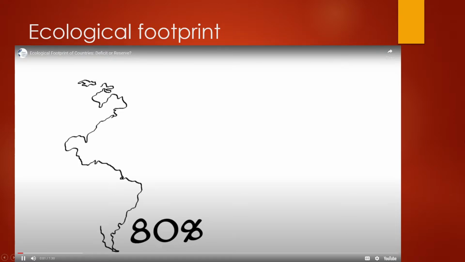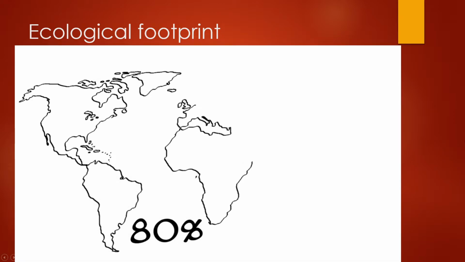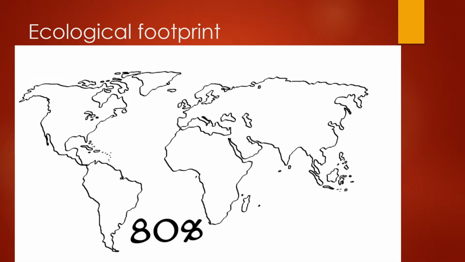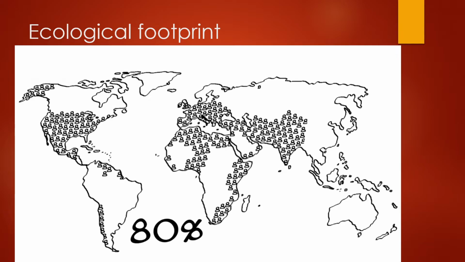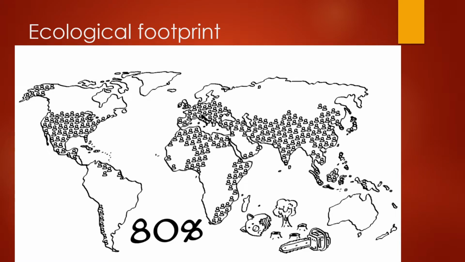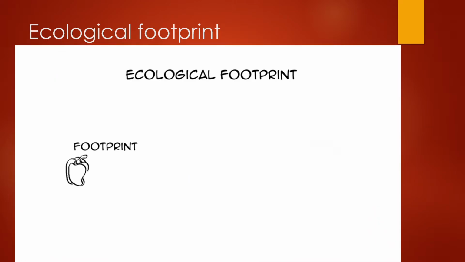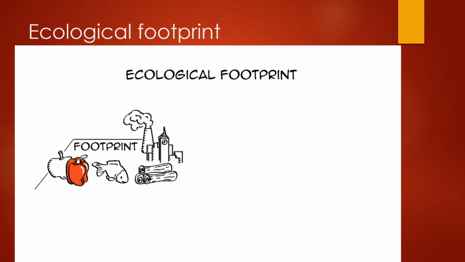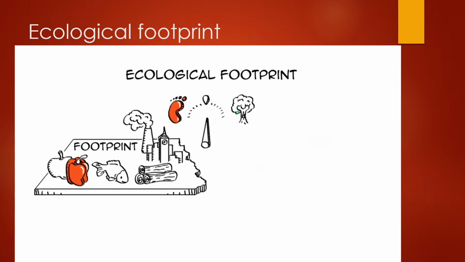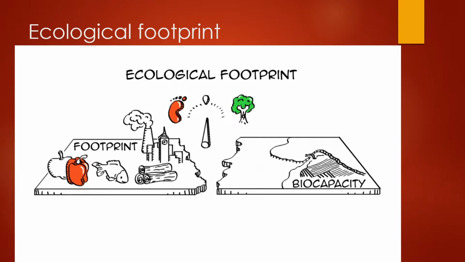More than 80% of people in the world today live in countries that demand more from nature than their ecosystems can regenerate. Their countries' ecological budgets are in the red. We know this from ecological footprint accounting. The ecological footprint measures human demand on nature and can be compared to biocapacity, which is the productivity of a region's ecological assets.